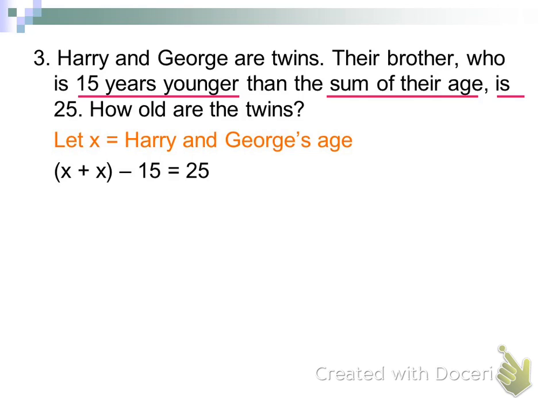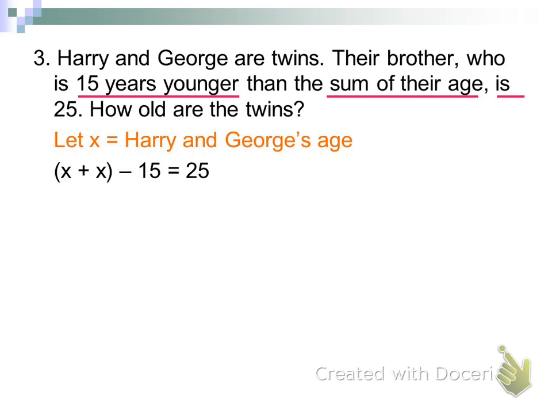So I want the sum of their age. So 1X for Harry, 1X for George, and you have to add those together. The brother is 15 years younger, and that equals 25. Do you guys have any questions on how I got this? Do you have a question or the answer?